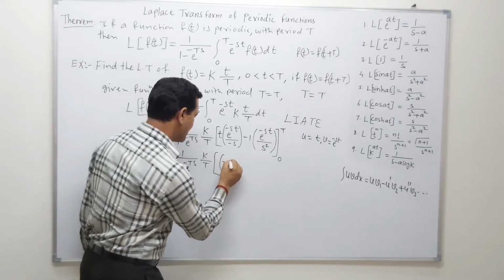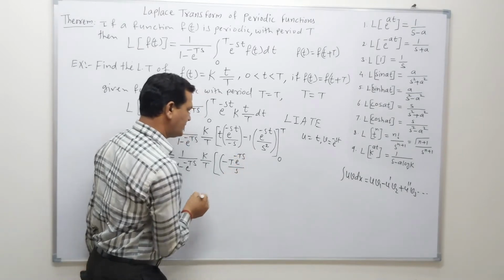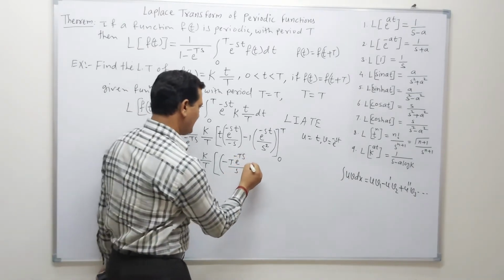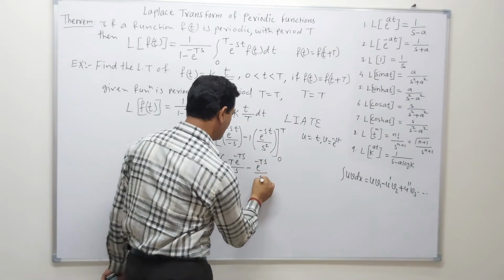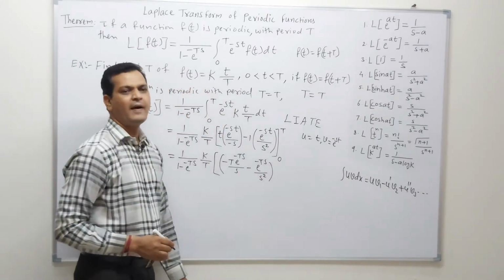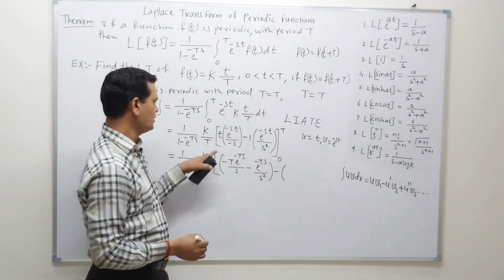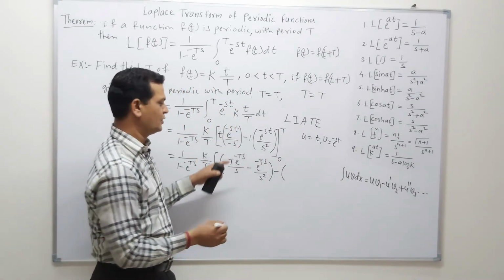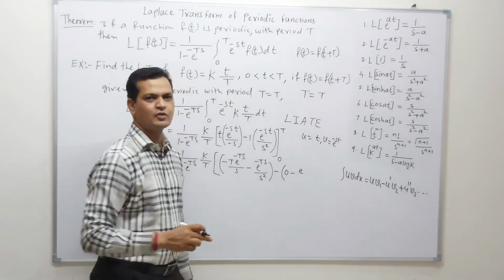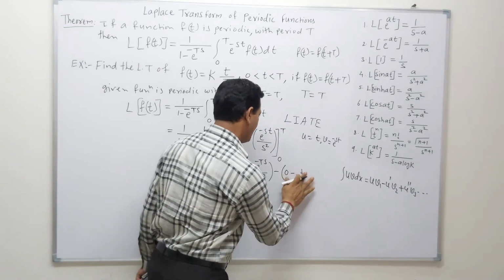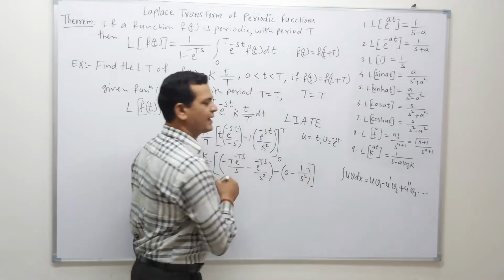So we can write this as minus t e raised to minus Ts upon s, replacing small t by capital T. Then this is minus e raised to minus Ts upon s square. This is the value of the upper limit. Now put the value of the lower limit. The lower limit is 0, so t is equal to 0, and 0 into something is 0. So the first term is 0 minus, this is e raised to 0, and the value of e raised to 0 is 1. So we can write the answer to this term as 1 upon s square. Now this bracket is over.